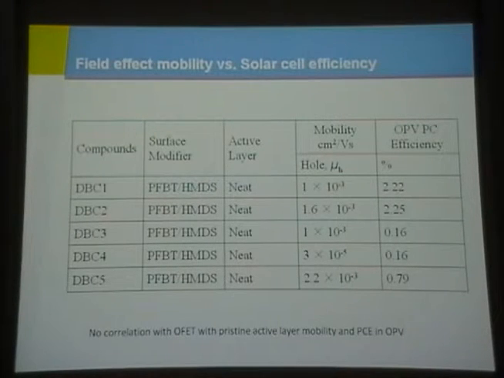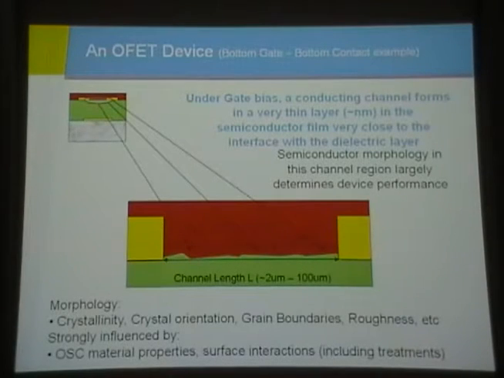And the solar cell efficiency is drastically different for each of the compounds. So we give a plausible explanation here. In organic field effect transistors, unlike in the bulk mobility measurements, the orientation of the molecules at the interface is very much driven by the surface chemistry of the dielectric.